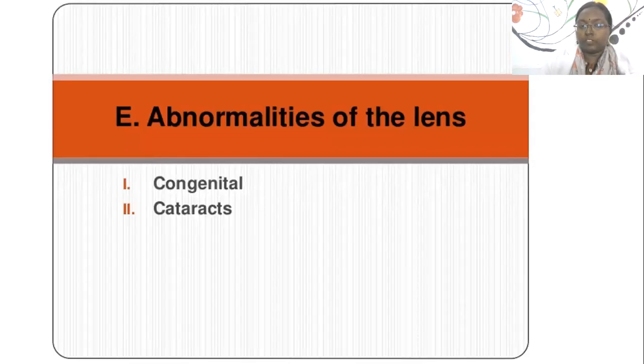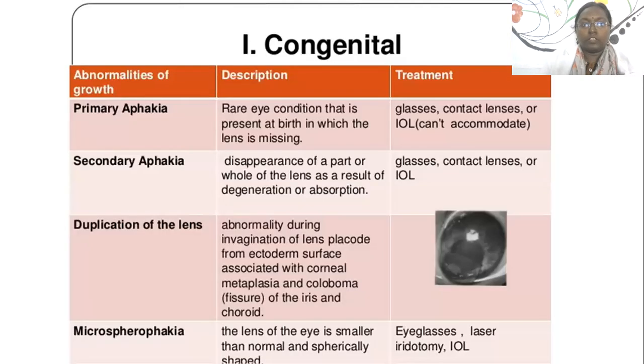Abnormalities of lens. The congenital abnormalities include primary aphakia. It's a rare eye condition, and the lens is absent at birth. So the treatment will be contact lens or glasses. Secondary aphakia is disappearance of a part or whole of lens as a result of degeneration or absorption. Here the treatment is glasses, contact lenses, or IOL.